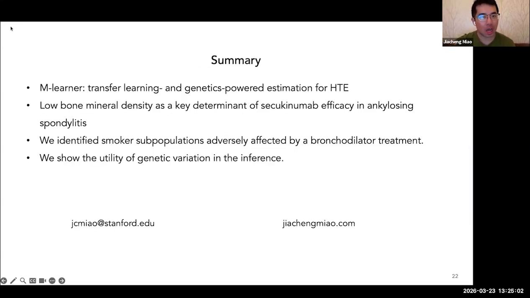To summarize, we developed mLearner as a transfer learning and genetics-powered estimation of the heterogeneous treatment effect. We have two case studies. One shows that low bone mineral density is a key determinant of drug efficacy for anti-IL-17 drugs in ankylosing spondylitis. We also identified a small subpopulation adversely affected by a bronchodilator treatment. I think an important contribution is that we show the utility of using genetic variations in the inference of heterogeneous treatment effects.